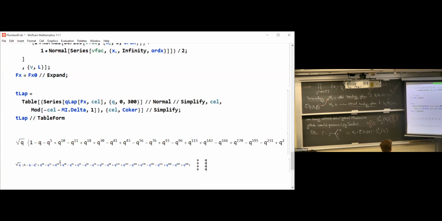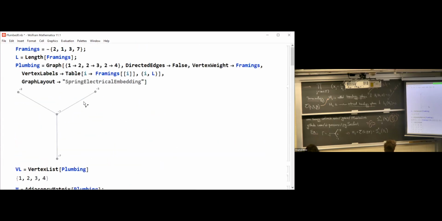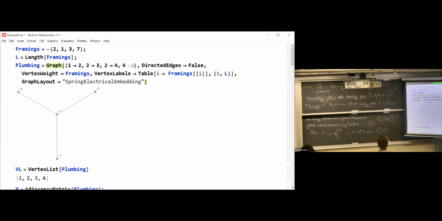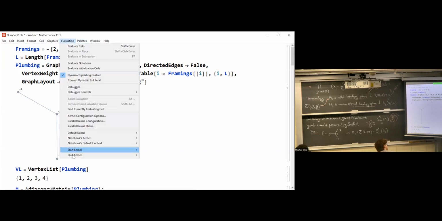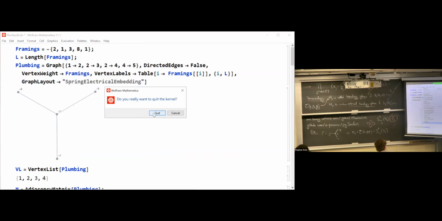Okay. But let's now do something to this graph. So I copied the answer. I saved it in the next line down below. But now I'm going to change the graph. I'll say that vertex 4 is connected to vertex 5. And I'll change some of these numbers, for example, this. And everything.